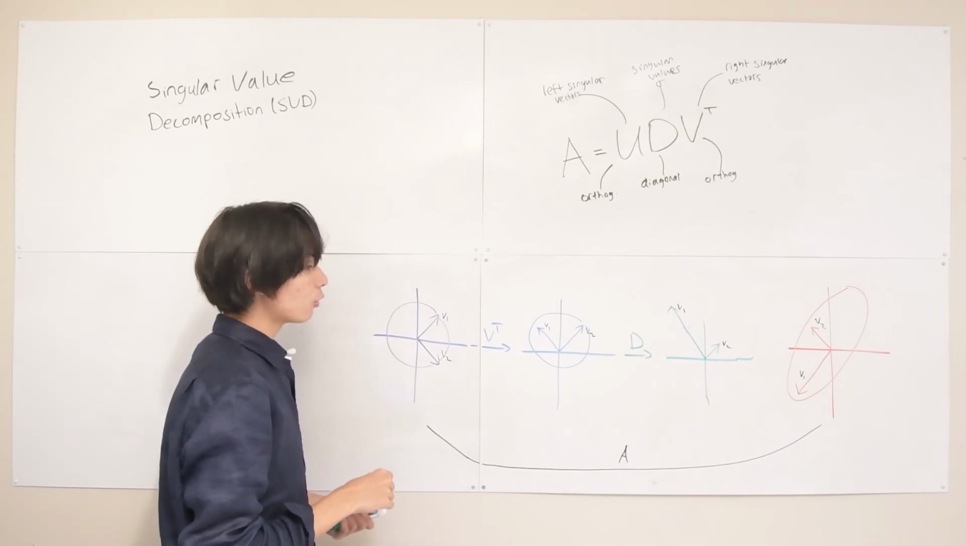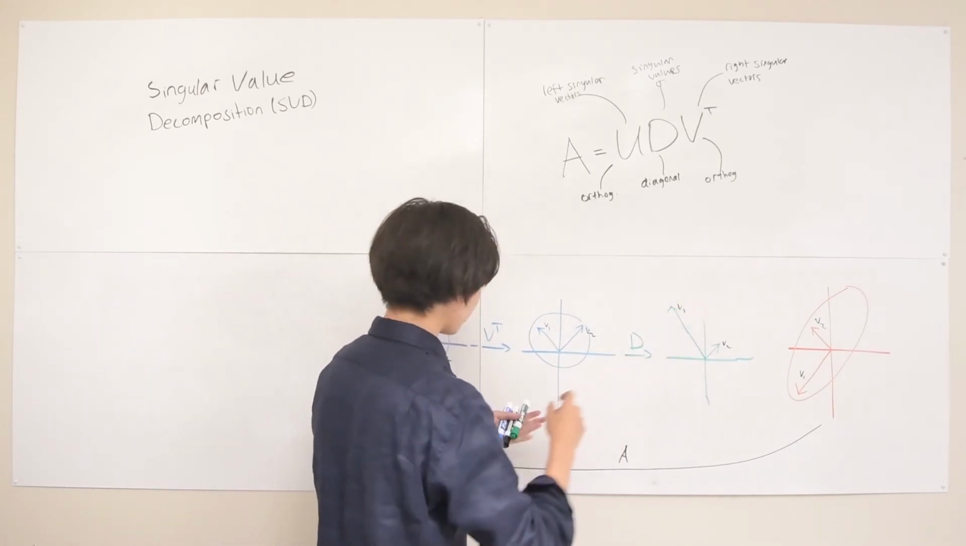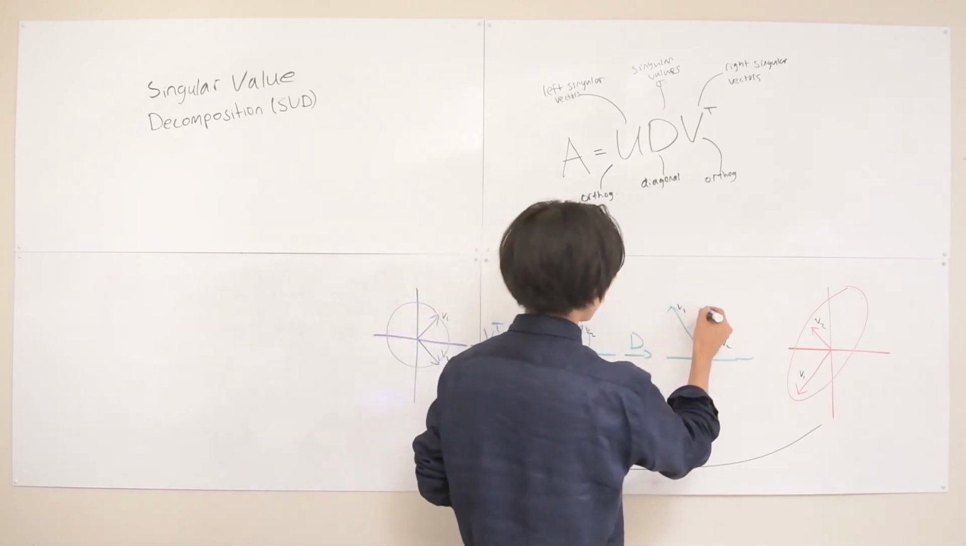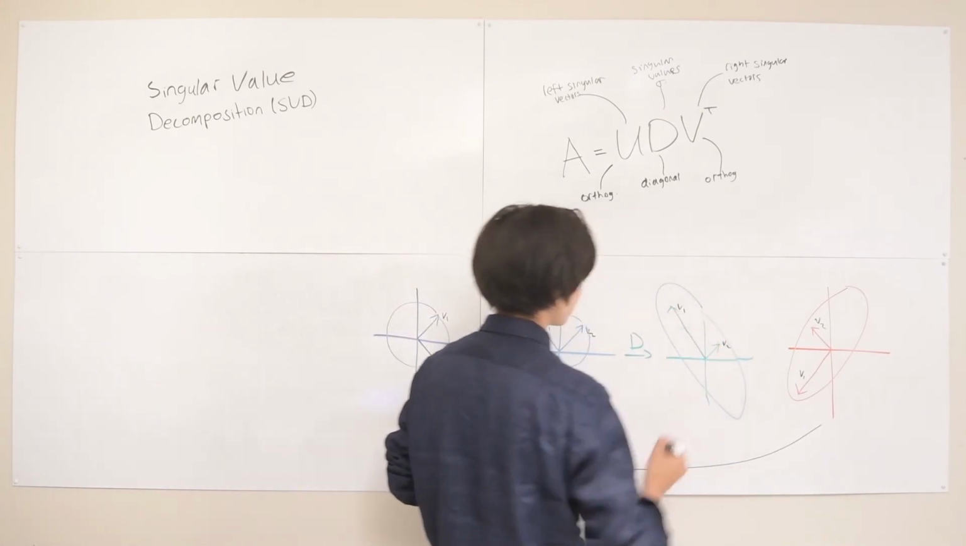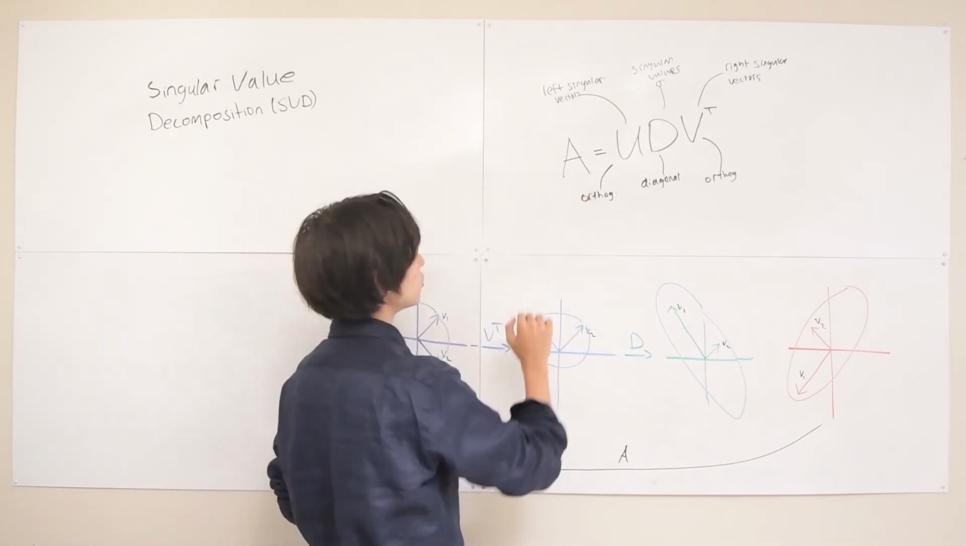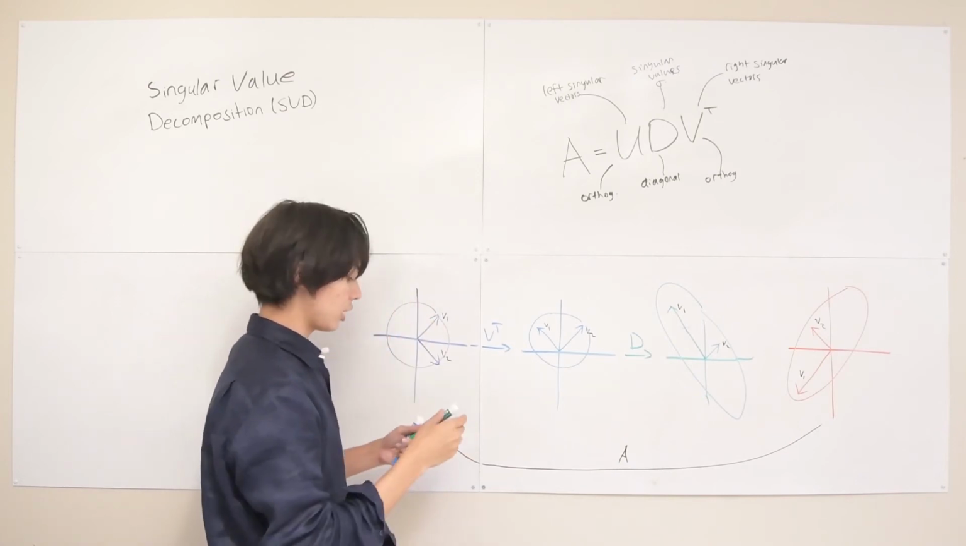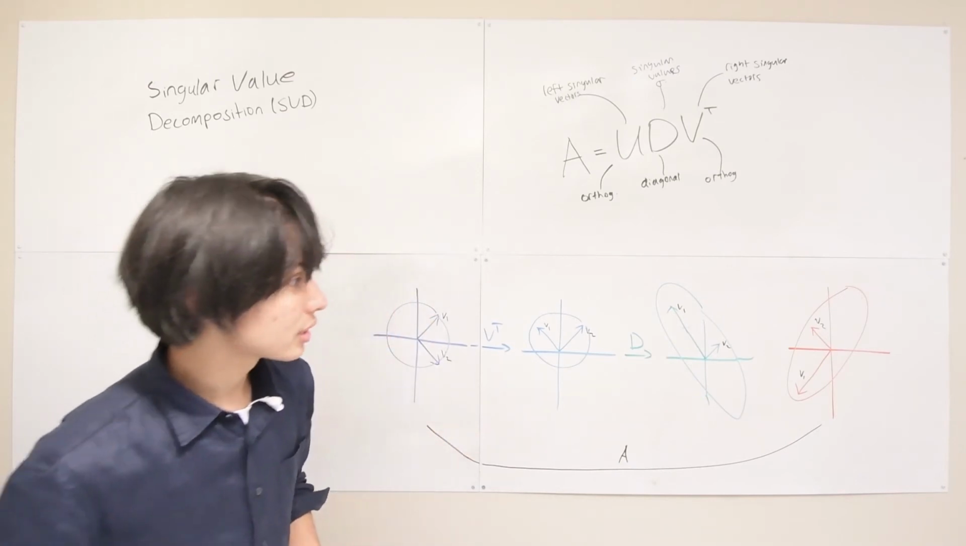Okay, so now we have this first step where we rotate them, and then we have this step where we stretch and scale them, and then let's draw the circle around here. Great, so we have that. Now, let's do the final step, and that's U. And remember that U is also orthogonal. So that means this is going to be another rotation. So that other rotation is going to take us to here.